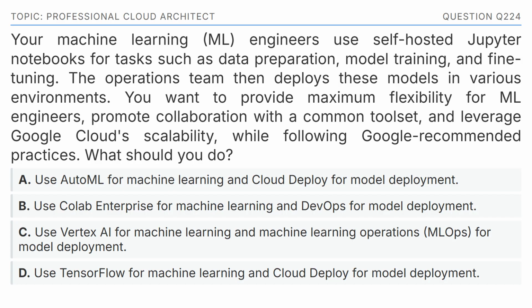What should you do? The options are: option A, use AutoML for machine learning and Cloud Deploy for model deployment. Option B, use Colab Enterprise for machine learning and DevOps for model deployment. Option C, use Vertex AI for machine learning and machine learning operations, MLOps, for model deployment. Option D, use TensorFlow for machine learning and Cloud Deploy for model deployment.